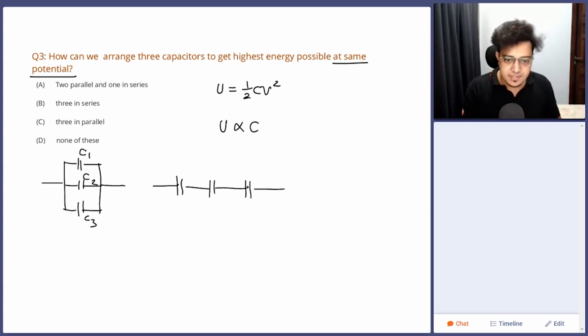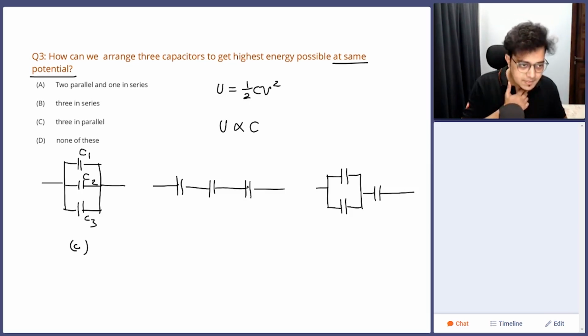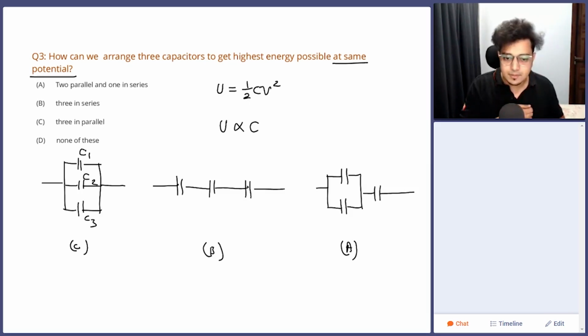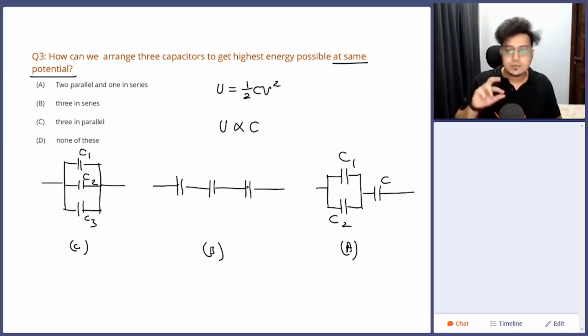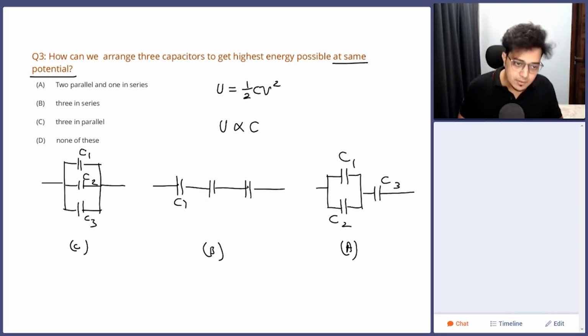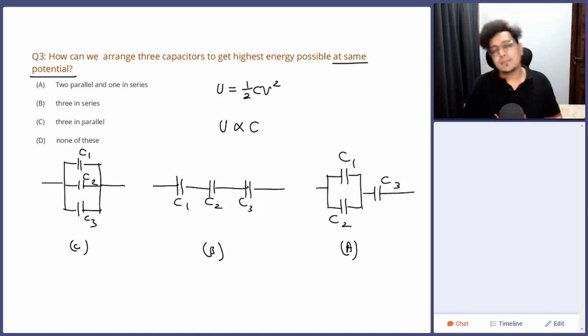Two in parallel and one in series. So a combination like this, two in parallel and then one in series. Okay, so this is basically option C, this is option B, and this is option A. So here you will add C1 and C2 and then put in series with C3. So again, the effective capacitance will be lesser than C1 plus C2 and C3 as well. Here also, when you put them in series combination, the effective capacitance will be lesser than C1, C2 and C3. So in parallel combination, capacitance is highest. So highest energy will be stored in the parallel combination. All three are in parallel, so C is the correct answer. Okay, let's move on to the next question.